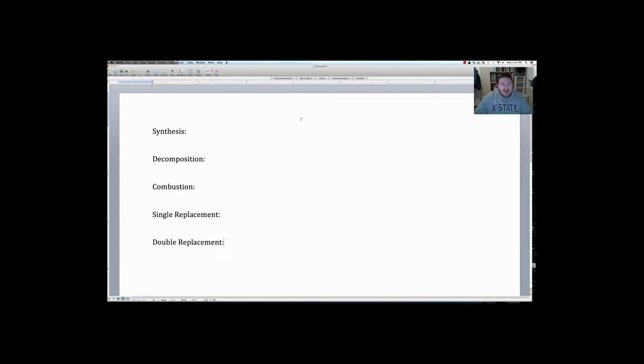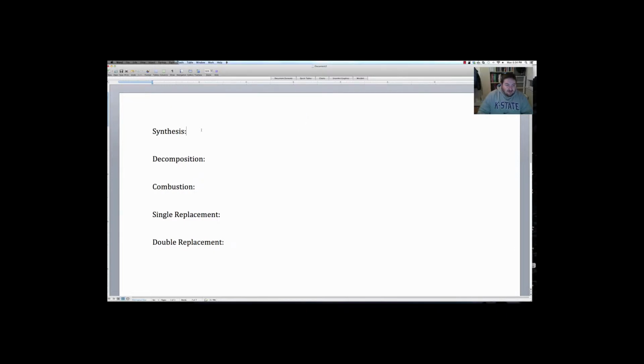We're going to talk a little bit about types of chemical reactions. So we know there are 5 types of chemical reactions: synthesis, decomposition, combustion, single replacement, and double replacement. And just from the reactants, I can actually tell which type of reaction we have.